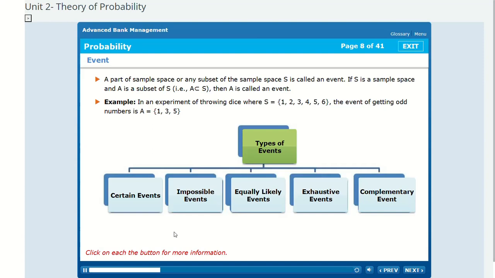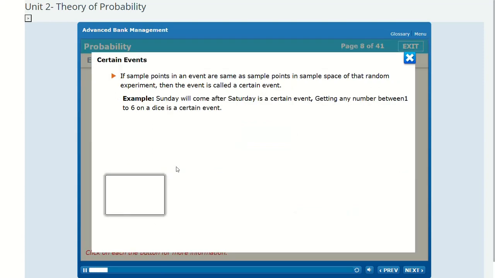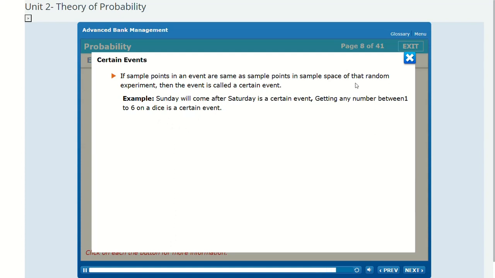exhaustive events, complementary event. Certain events. If the sample points in an event are the same as the sample points in the sample space of that random experiment, then the event is called a certain event. Example: Sunday will come after Saturday is a certain event. Getting any number between 1 to 6 on a dice is a certain event.